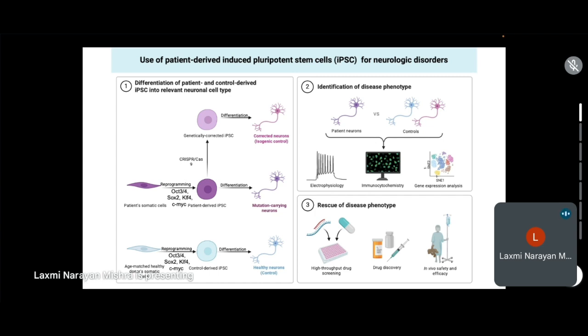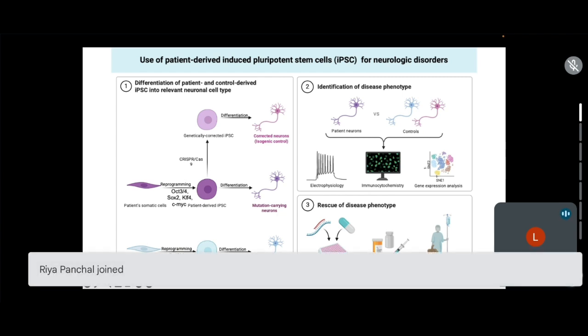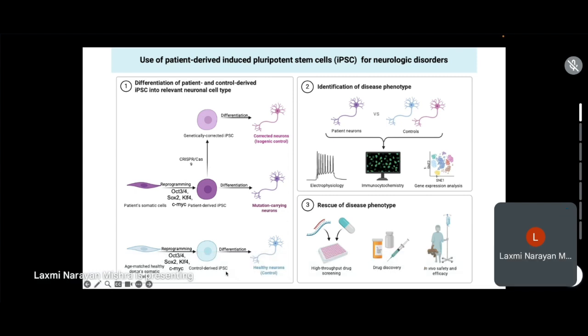In science we always have controls, positive control, negative control. We are generating a control here. So we will reprogram using again Yamanaka factors, 3 or 4 of them, SOX2, KLF4, and CMYC. These are transcription factors, and then we'll have control-derived iPSCs, and as I mentioned, we can differentiate them, and these will give rise to healthy neurons. This is again a control. So we have a healthy control, we have an isogenic control, and we also have mutation-carrying neurons from the individual.